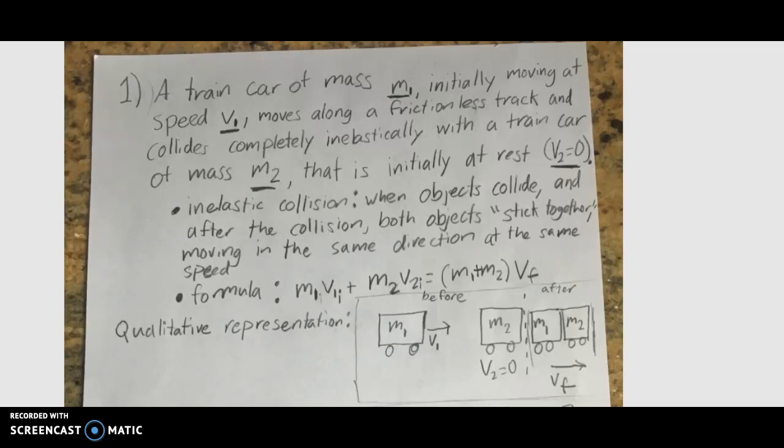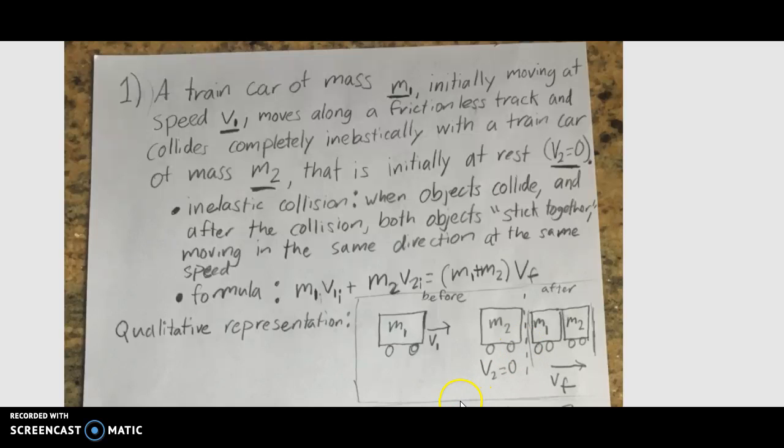Looking at the picture, we can get a better image of what this looks like. Before the collision, the first train car of mass m1 is moving at its own velocity, v1 initial. The second boxcar, which has mass m2, is not moving at all, so its velocity is 0. That's going to be something important to remember for the problems moving forward. Afterward, both boxcars of mass m1 and m2 are moving in the same direction at the same speed.